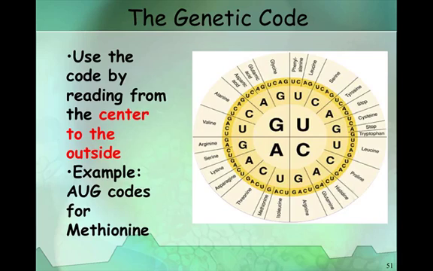How do we figure out the codons? Well, we use the code by reading from the center to the outside. So when we're looking at a code, you start here, you move to here, and then finally you move to the third level. And then what you're going to end up with is your amino acid. So you start at the center and read towards the outside. So methionine is AUG, and so we go with AUG, and we end up with methionine.